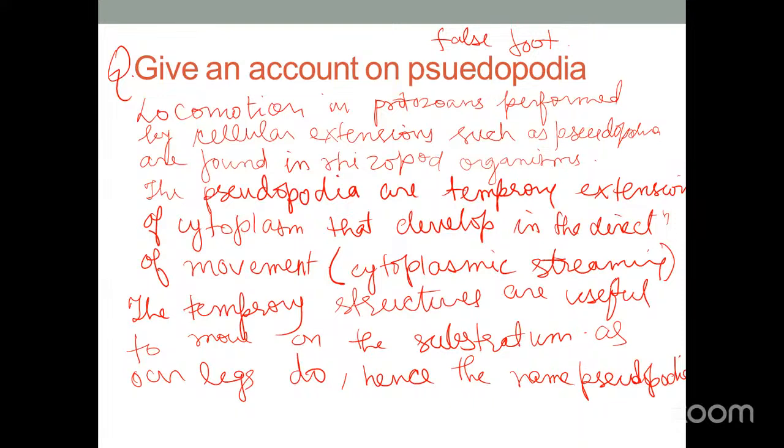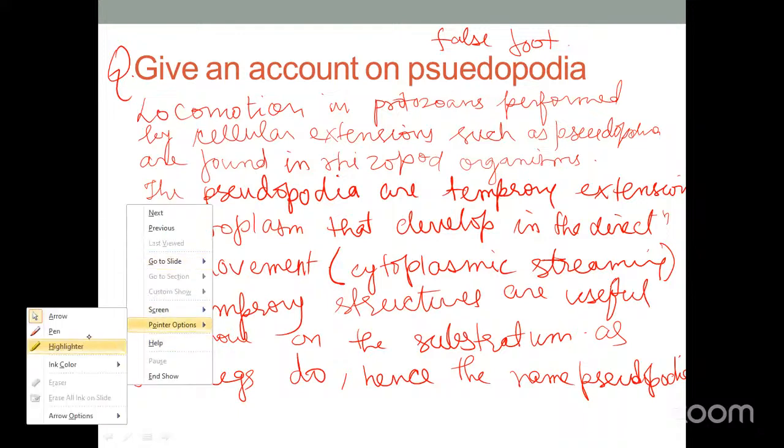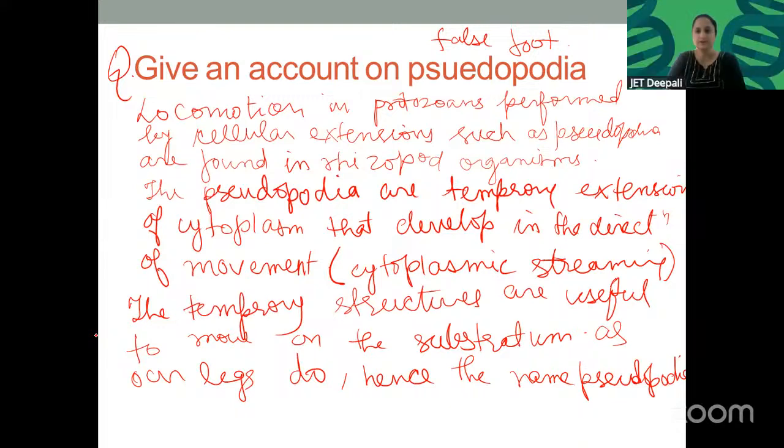Okay. Pseudopodia is a Greek word. Pseudo means false. Podia means foot. Locomotion in protozoans. What is pseudopodia? It is a locomotory organ of protozoans. What protozoans? Basically, we take it as an amoeba. Amoebas are famous for the pseudopodial movement. Or we can call them rhizopods because they fall under the protozoan class Rhizopoda.